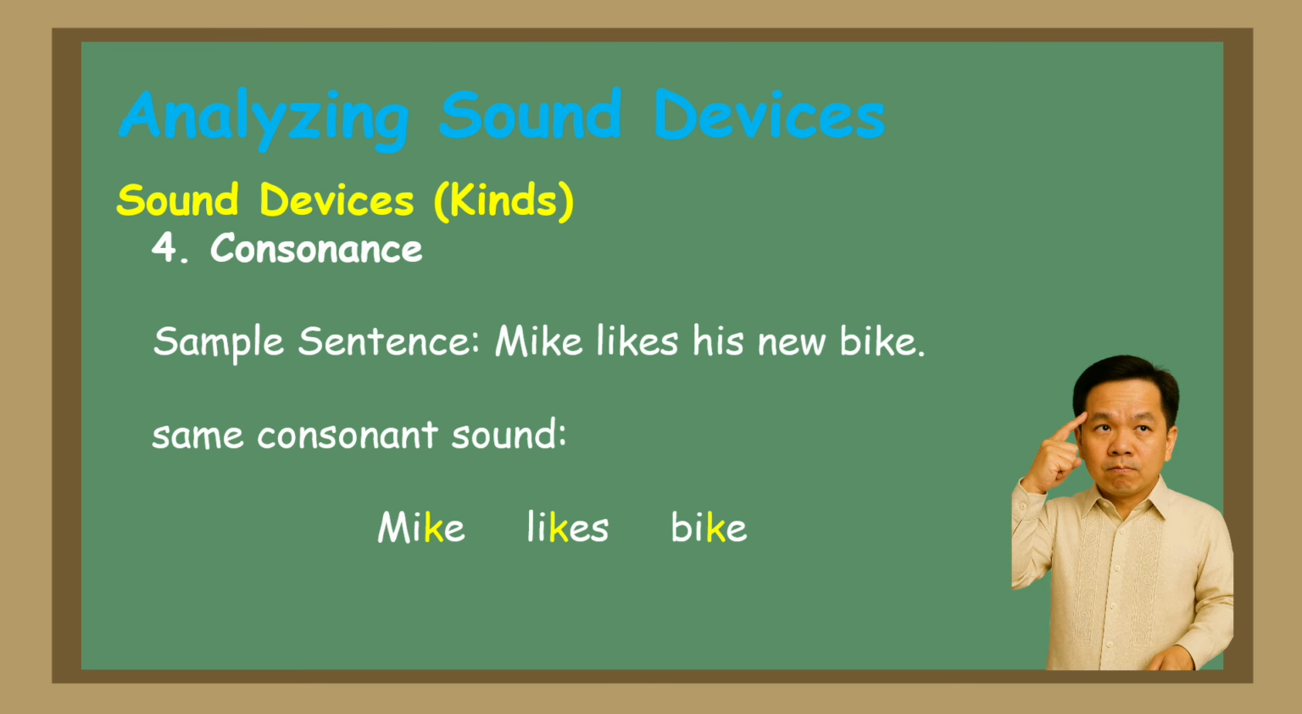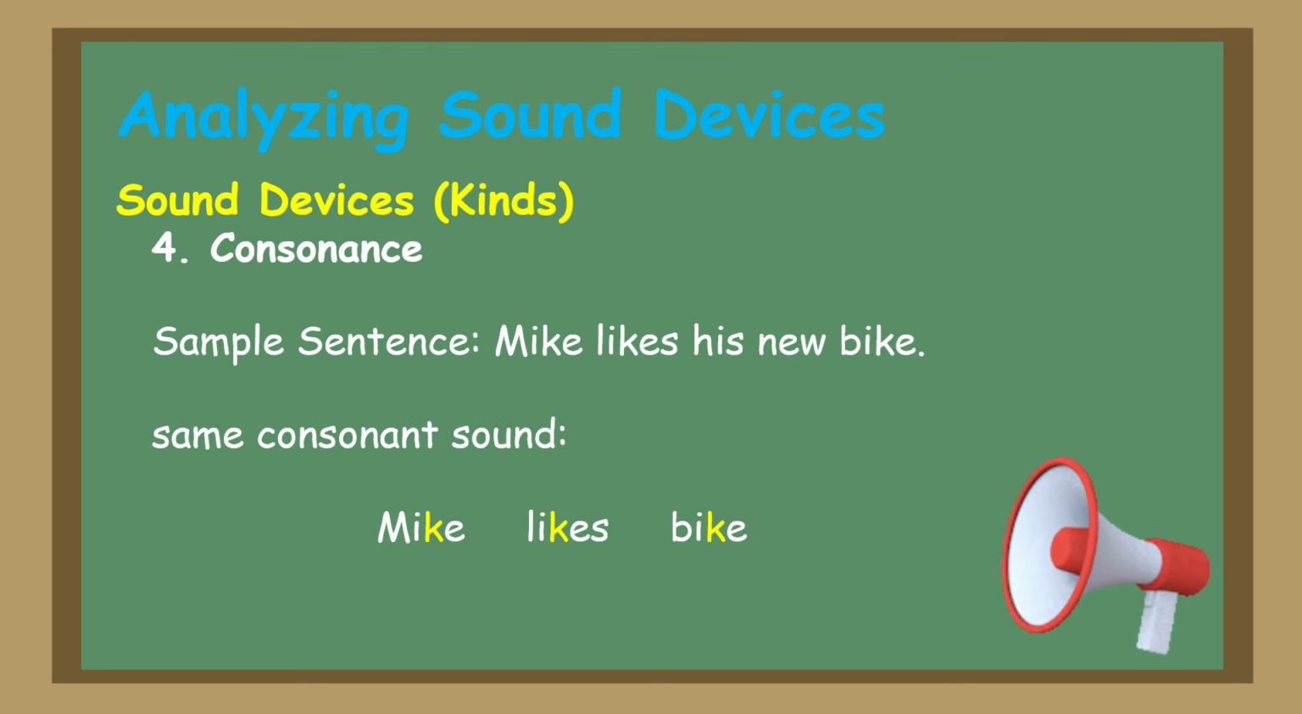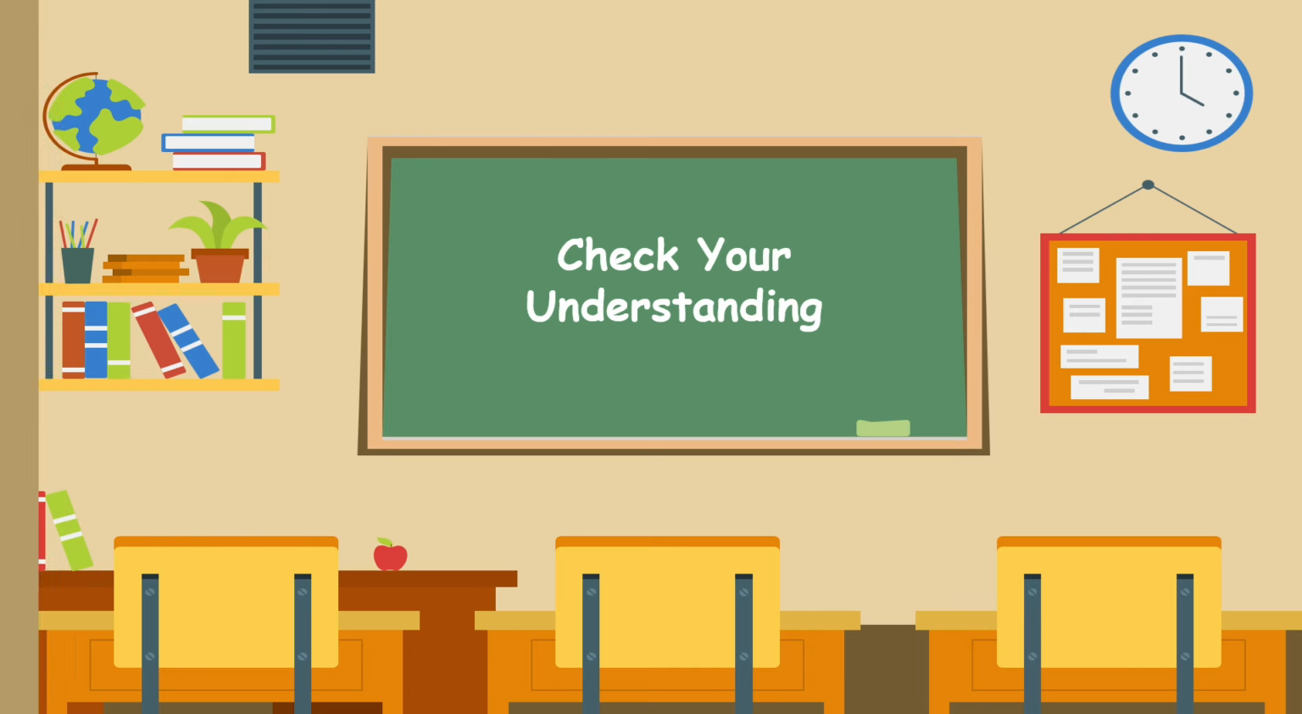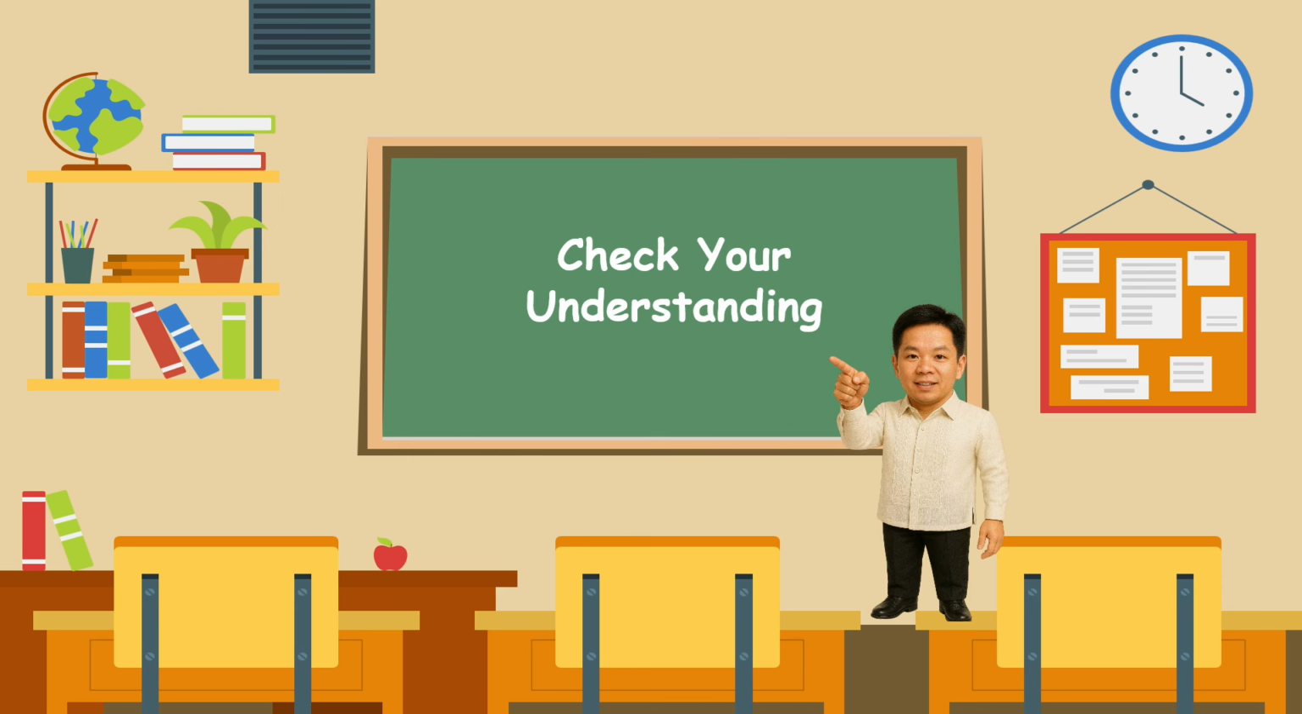So, palagi niyong tatandaan, consonance is when the same consonant sound appears anywhere in the word. Let's say it together. Mike, like, bike. There you go, students, the 4 kinds of sound devices. Now, it is time to check kung ano ang natutunan nyo sa ating short but fun lesson.